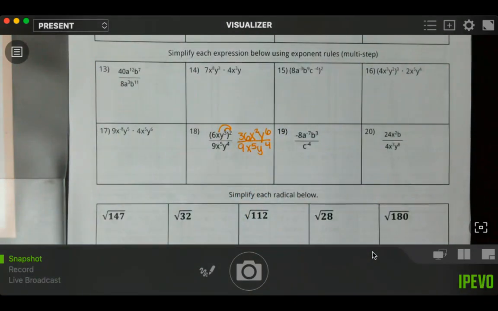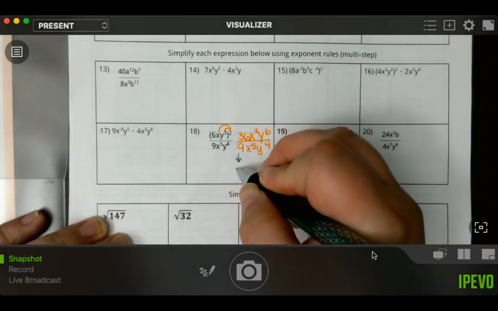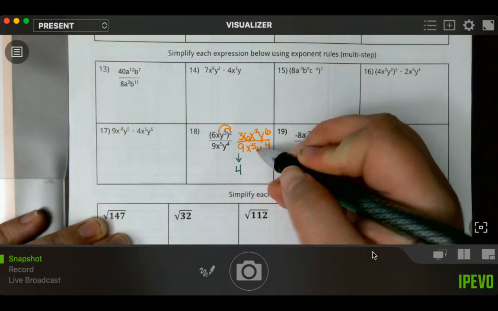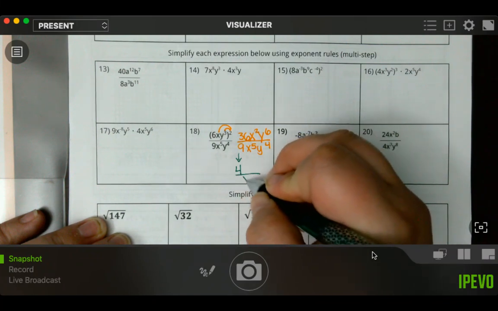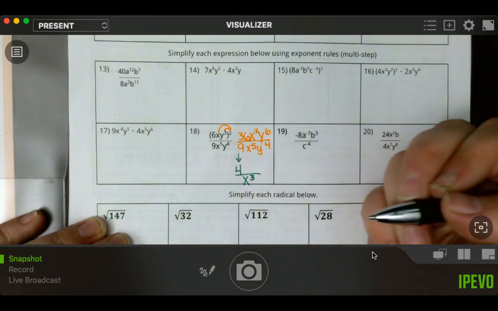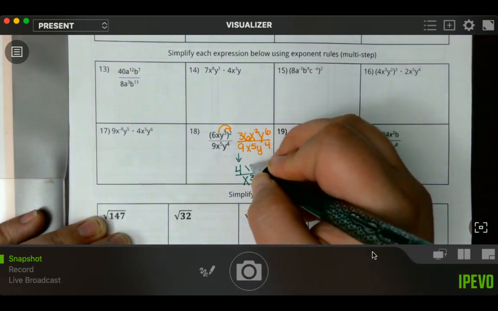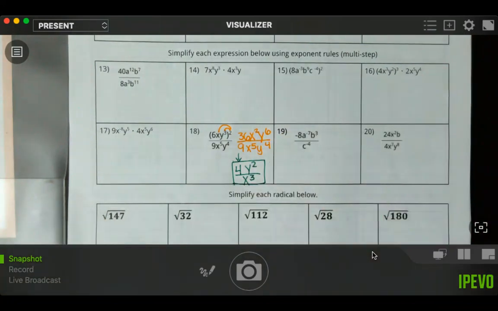Now, here's the question. What is 36 divided by 9? 4. Are there more x's on top or bottom? Bottom. 5 is bigger than 2 by 3. So x to the third stays down there. And there are more y's on top by 2, so y to the power 2 goes on the top. And that's it.